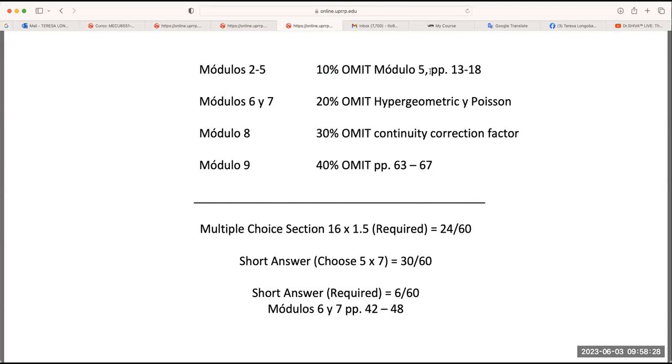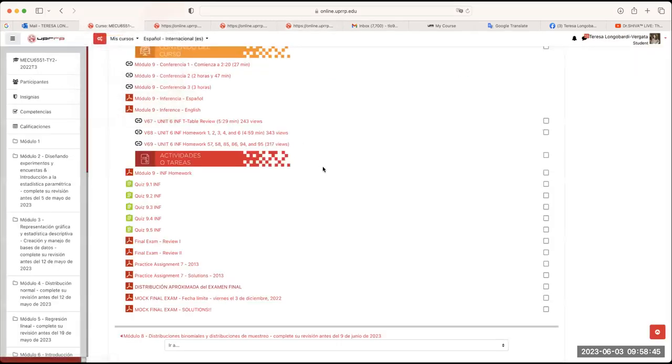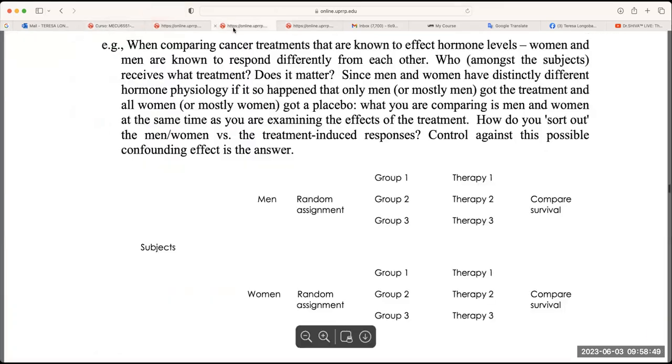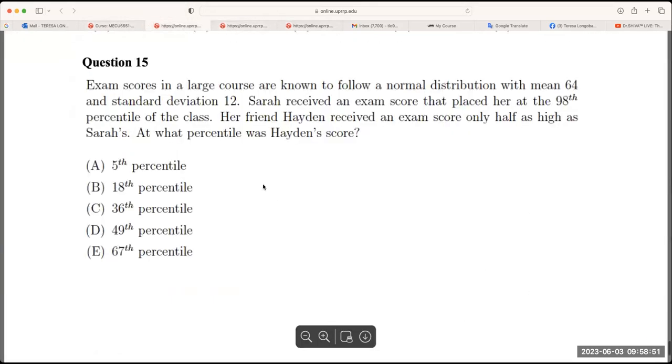In module 5, I've told you here to not worry about those pages with greater detail on multiple regression. All right. Okay, so we're done the test. I'll look at 7 and see what you guys wrote.